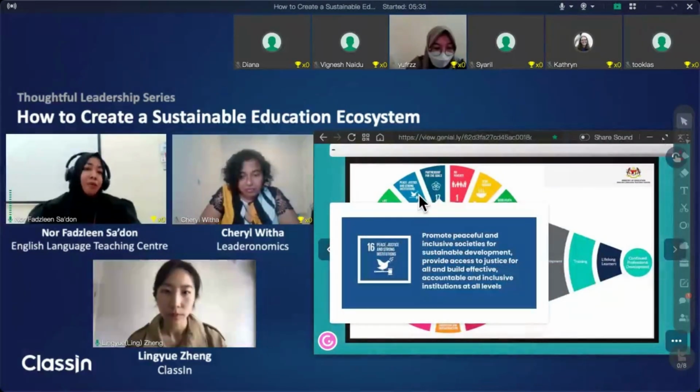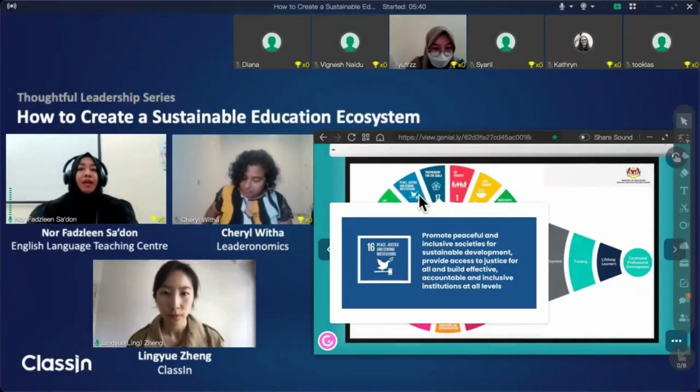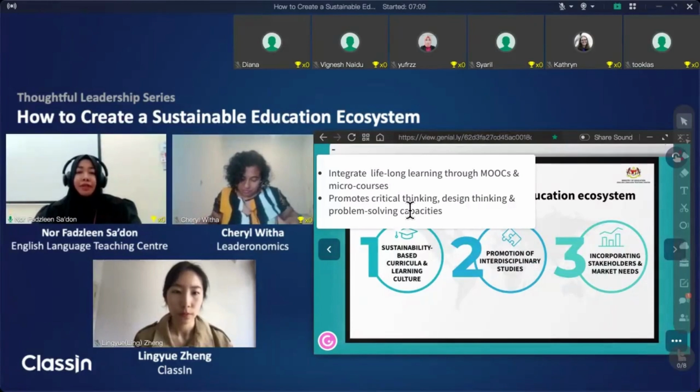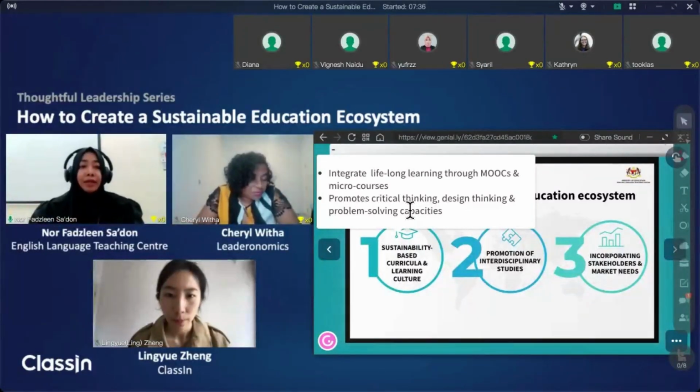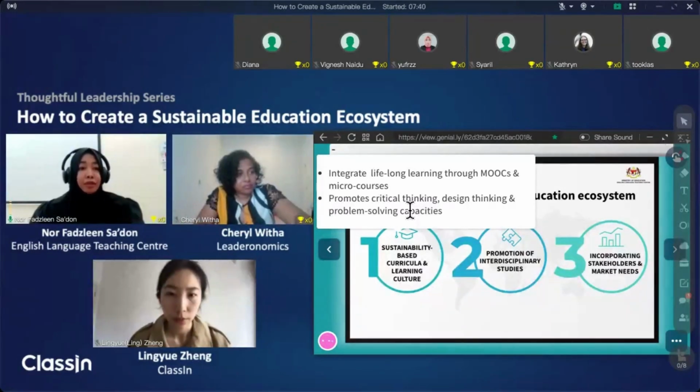All right, so if we want to highlight SDG 16, basically we want to create institutions that can promote a peaceful and inclusive society. For this part, we want to integrate lifelong learning through massive open online courses. And right now, the current trending way of having online CPD is to have micro courses.